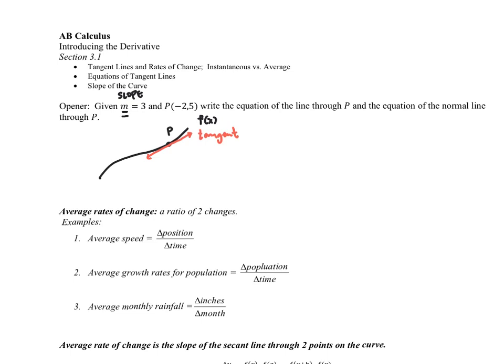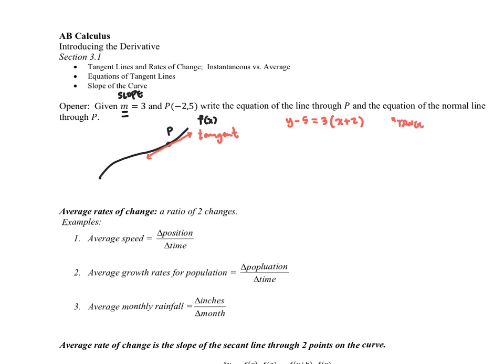So let's write an equation of the tangent line. I would write the equation to be y minus 5 is equal to 3 times x minus a negative 2, which I'll write as x plus 2. That's the equation of the tangent line.